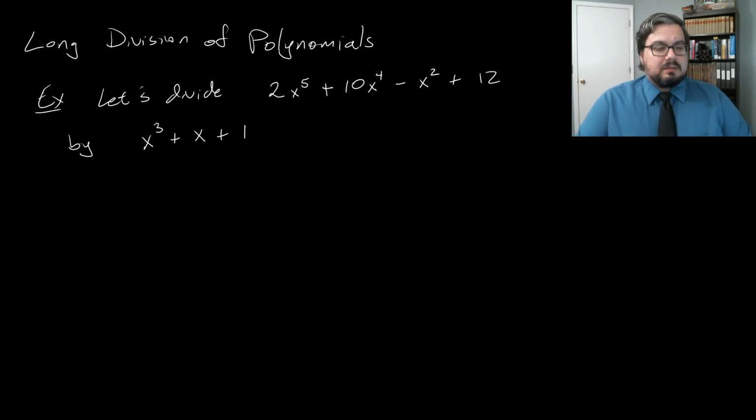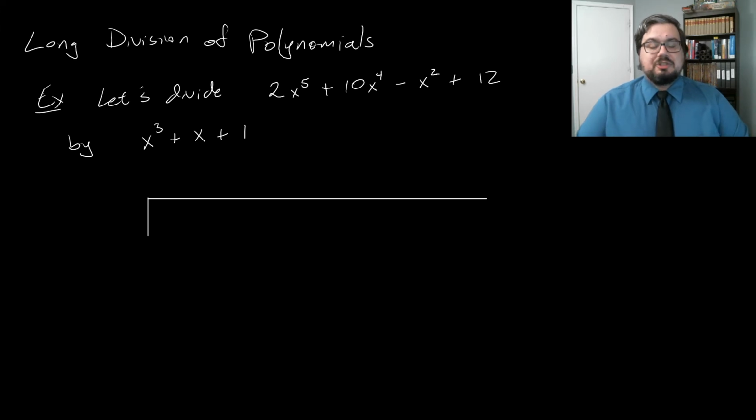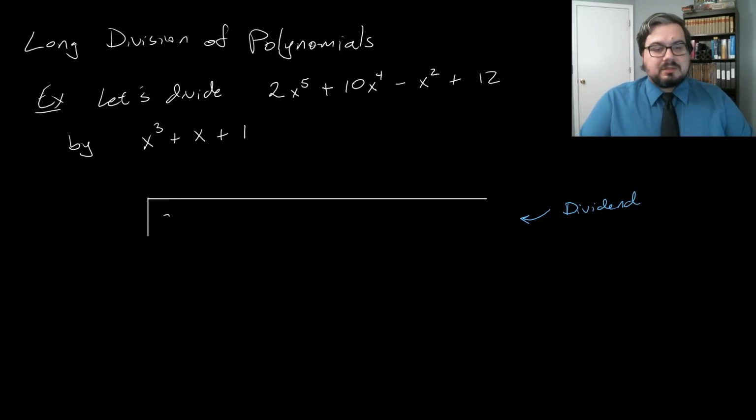So let's see how we set it up. We're actually going to set it up very similarly to how we set up the tableau for numbers. We're going to set up this division box right here, and inside the box is going to go the dividend. So this is the polynomial that you are dividing. So that's going to look like 2x to the fifth plus 10x to the fourth.